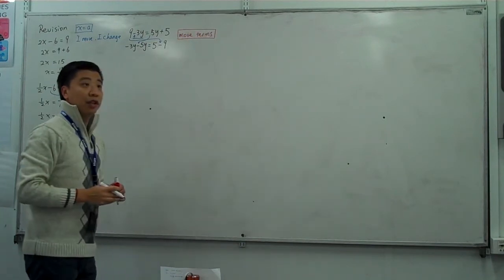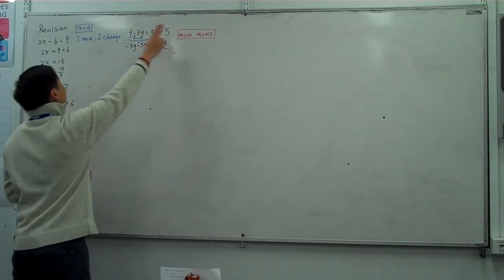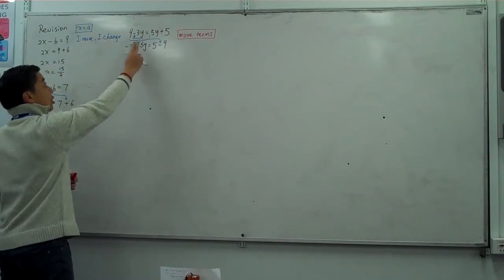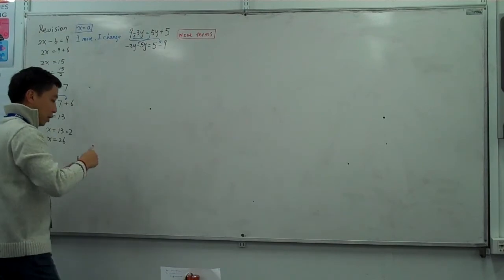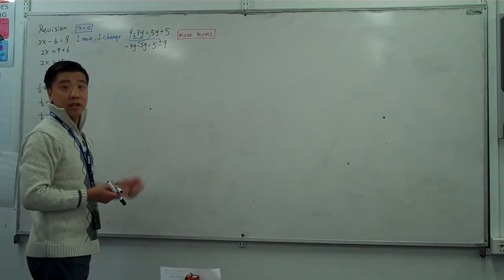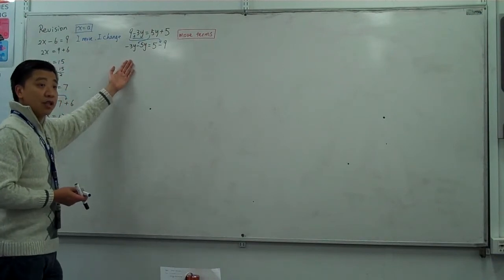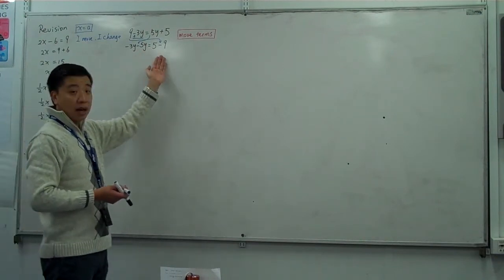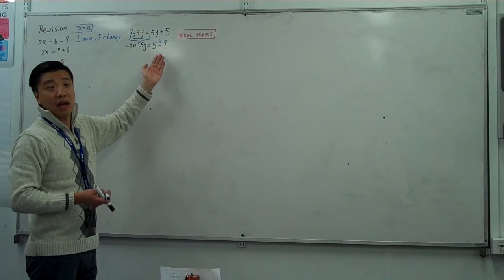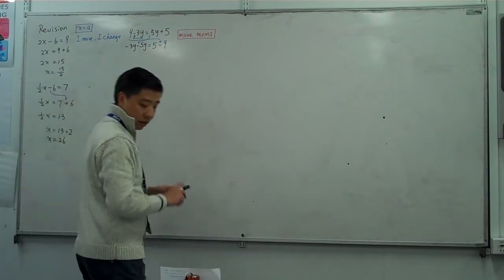Okay, we have to move terms. Now, when we move terms, we have to follow: I move, I change. I move, I change. Okay, good. Now, the next step is collecting like terms. On the left-hand side, we have y terms, so they are like terms. On the right-hand side, we have constant terms, they are like terms, so we can collect like terms.